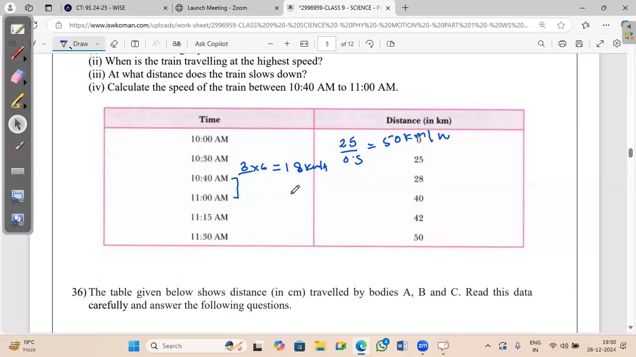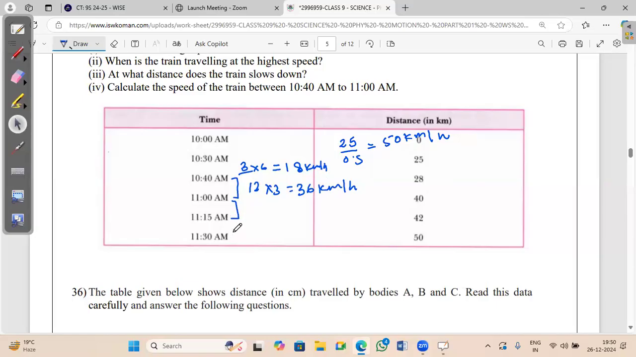For the next one, the distance traveled is 40 minus 28, which is 12. 12 divided by time. Time is 20 minutes. 20 minutes converted to hour is 1 over 3. So 12 multiplied with 3 is 36 kilometer per hour. You need to check for all.